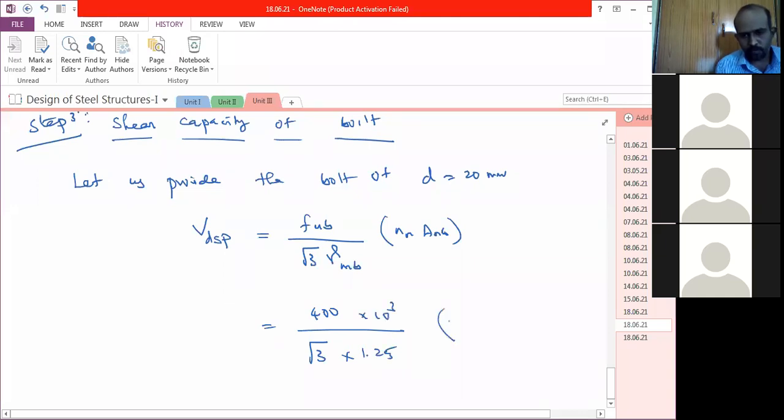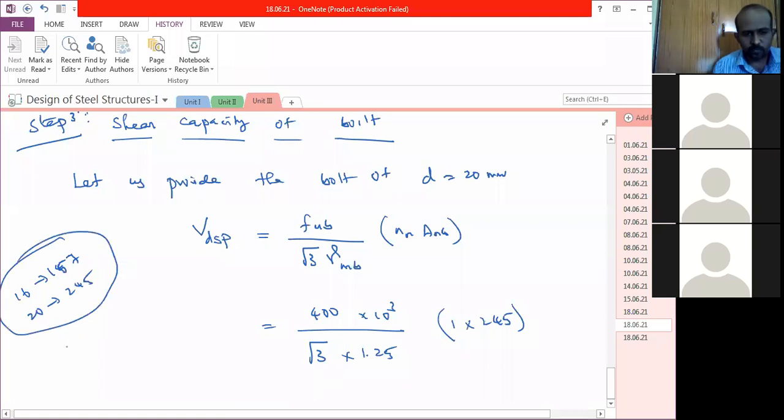So the number of shear planes is 1. Only one shear plane. So what is the A_nb? That is 240. For a 16 mm diameter bolt it is 157. For a 20 mm diameter bolt it is 240. So please remember these values. Otherwise, take the value from 0.78 into 5 by 4 d square. By that also we can calculate 245 mm. Now you calculate the VDSP value.